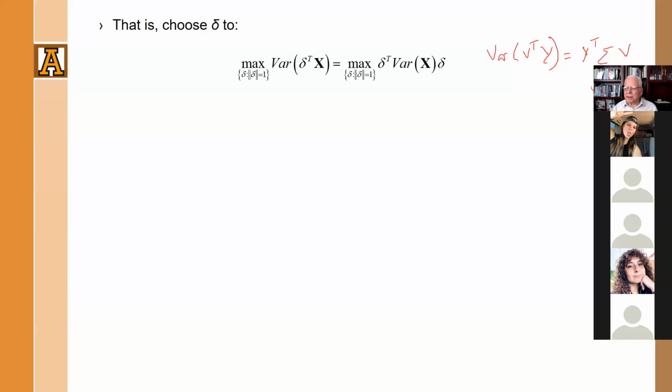In the univariate case, remember, when we multiply one constant times a random variable, the variance is the constant squared times the variance of the random variable. Well, here's the same thing, but instead of having the constant squared, since it's a vector, we take delta transpose, pre-multiply it by the covariance matrix of X, and post-multiply it by delta.